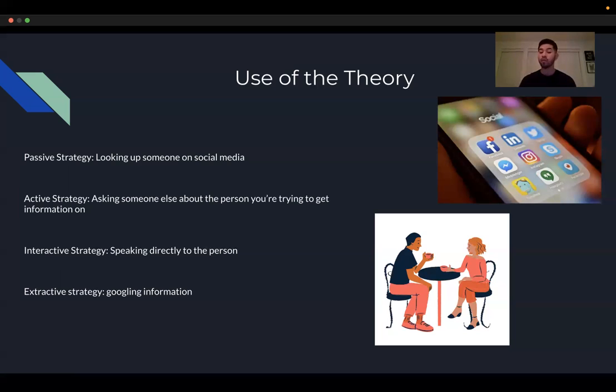Maybe they like to travel, see if you can find out their favorite music, things like that, etc. A perfect example of active strategy is when you ask a third-party person about information. So for example, I would probably use active strategy if I just got a new job somewhere and I wanted to get on my manager's good side.